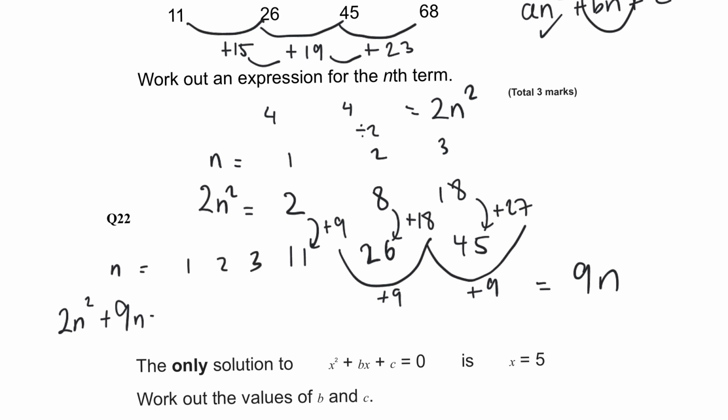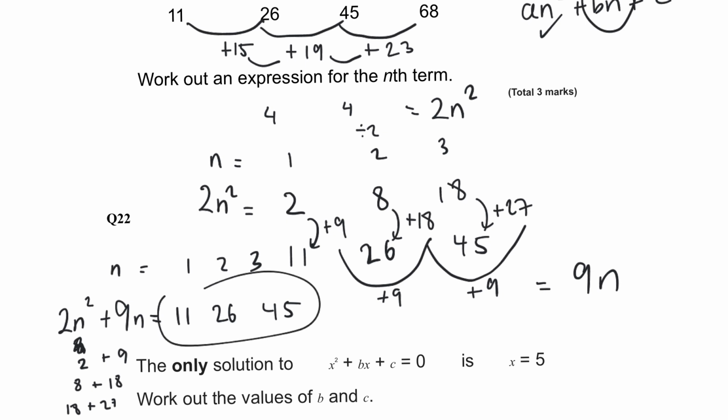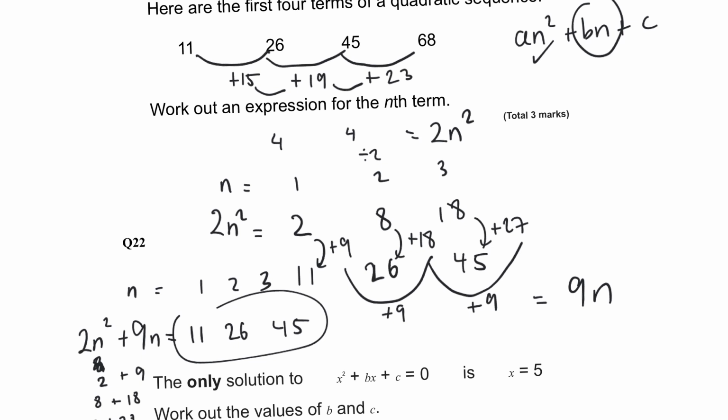So when n is 1, it would be 2 plus 9, which is 11. When n is 2, it would be 8 plus 18, which is 26. Oh, we're on track, clearly. And then when n is 3, it would be 18 plus 27, which is 45. So because we've already got the numbers in the sequence, we won't have a plus c for this particular question. So the final answer would just be 2n squared plus 9n.